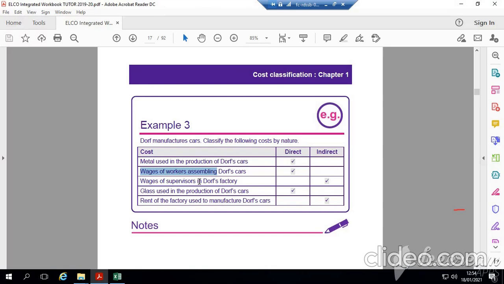Wages of supervisor. Supervisors' wages are indirect cost because this supervisor is responsible for multiple tasks. So therefore we cannot allocate it as a direct cost.